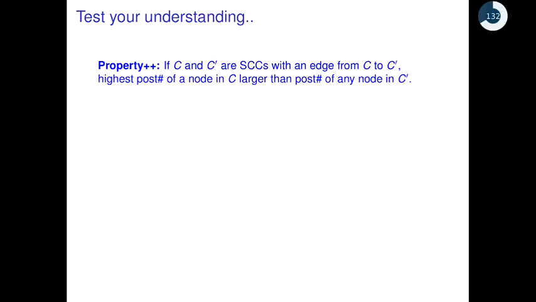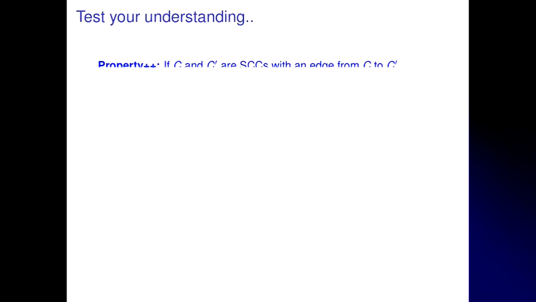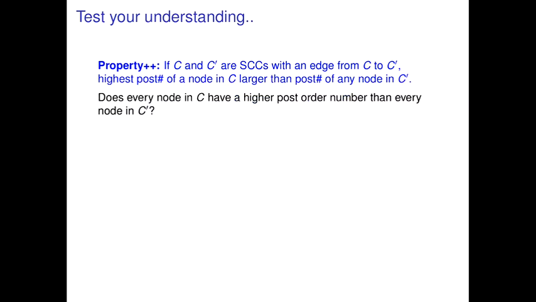So what he said, we have the highest post-order number of this node. Does every node in C have a higher post-order number than every node in C prime? This is just to test your understanding. Which one? B. Okay, that's not quite what we proved.